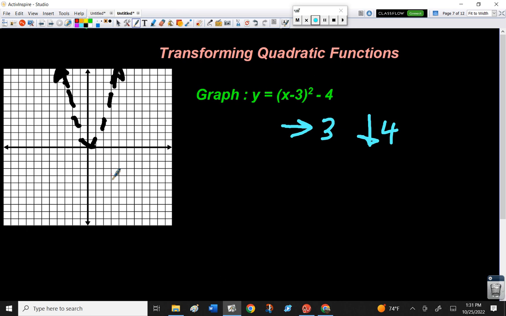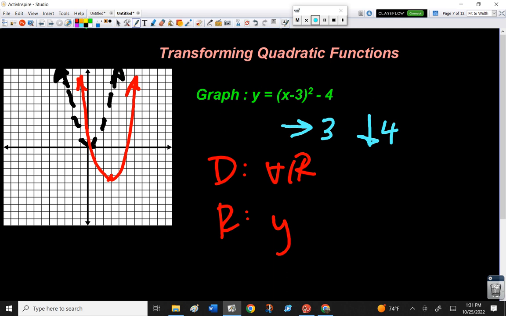1, 2, 3, 4. I did have a student ask me if we had to go up or down or left or right first. It doesn't matter. As long as you do it the correct way, it doesn't matter. All right, and then we're going to go ahead and draw our quadratic. The domain, which I'm just going to put D for right now, is all real numbers, and the range, well, the lowest this graph goes is negative 4. So y is going to be greater than or equal to negative 4.